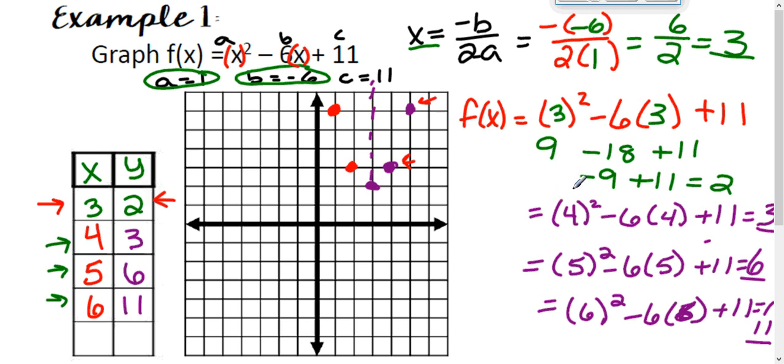After you have all of your points plotted, just make sure that it creates that nice U shape, and then you can go ahead and connect those dots to create your parabola, your quadratic function. Don't forget to put arrows on both ends.